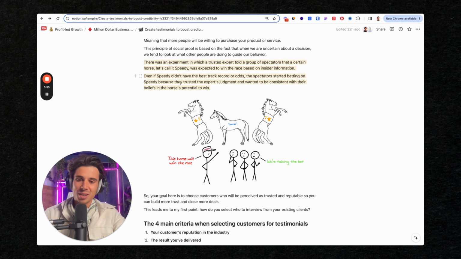The first one is the customers' reputation in a specific industry, results that you've delivered, longevity of the relationship, and relevance to your target audience. In the beginning, we're usually not very picky about who to work with simply because we need to generate revenue quickly. Like in my agency, when I got started in 2016 or 2017, I would take on any customers, even though I knew they were not a fit.